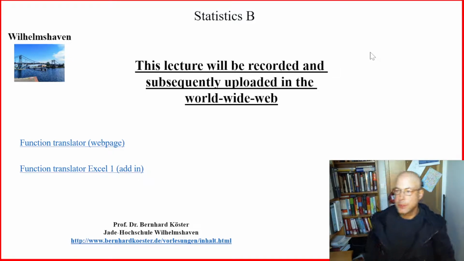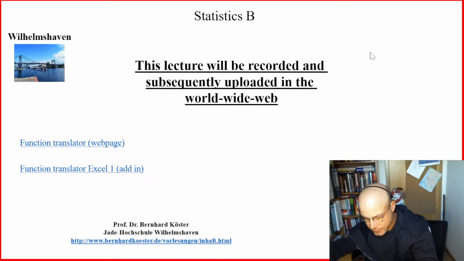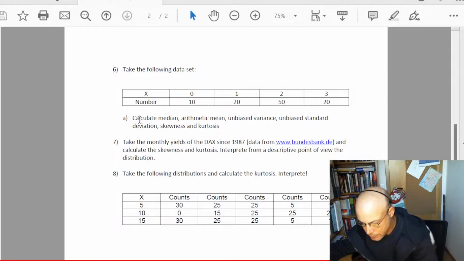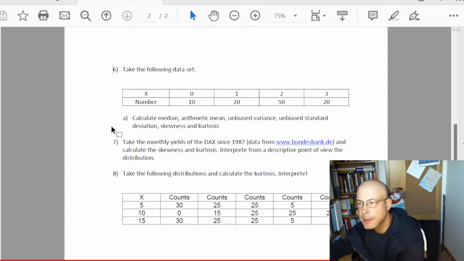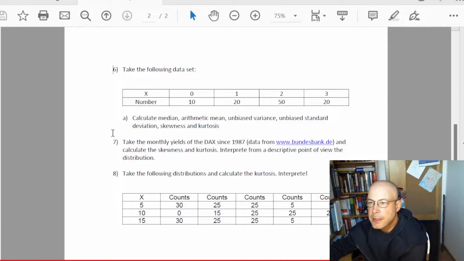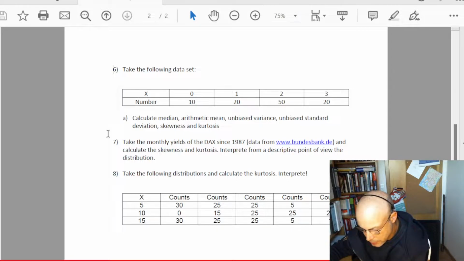We had two exercises left, and the first one was that we want to look at calculating skewness and kurtosis, and just taking some real data. So we want to calculate the monthly yields of the development of the DAX, the main stock index of Germany, since 1987. This was a date when the DAX was introduced.